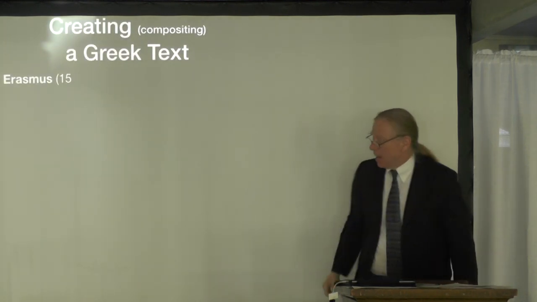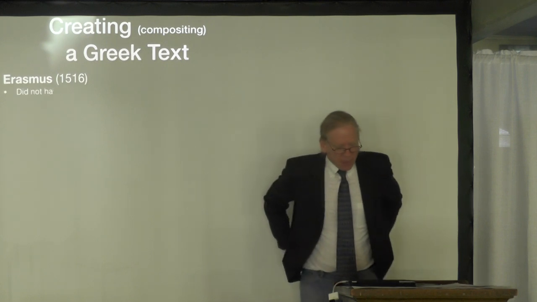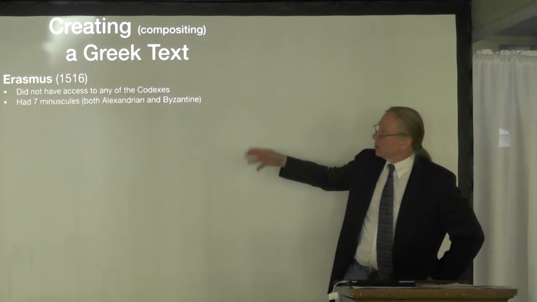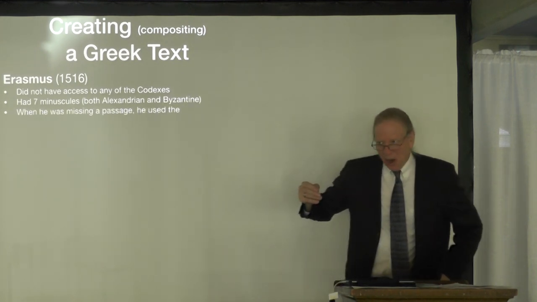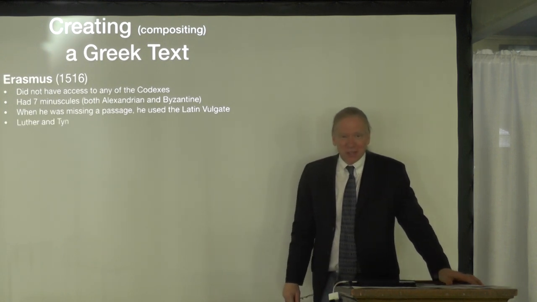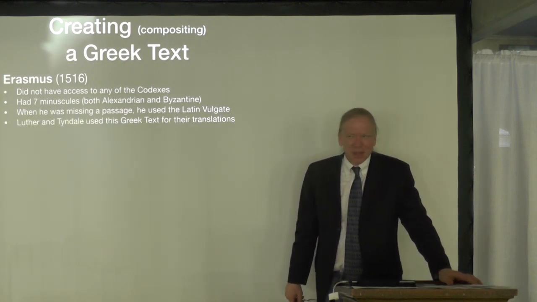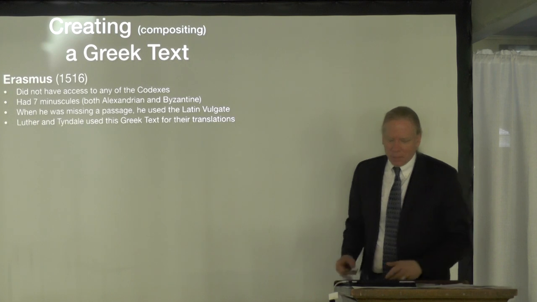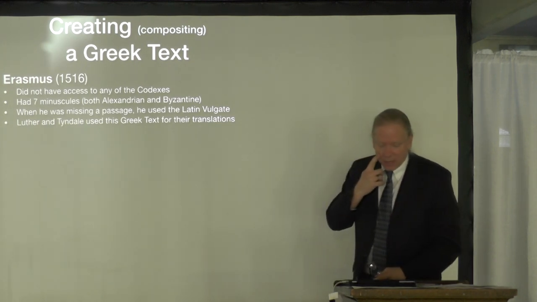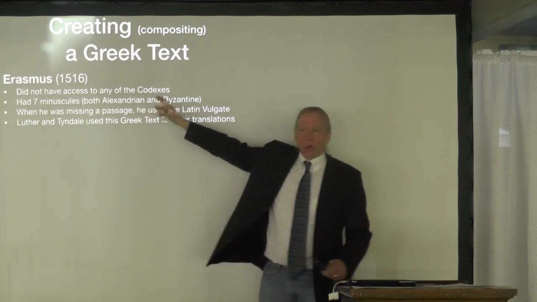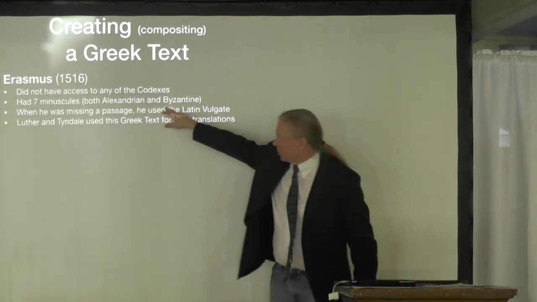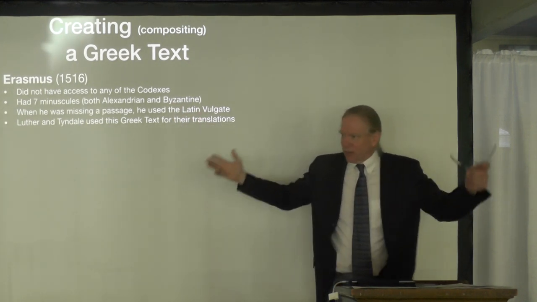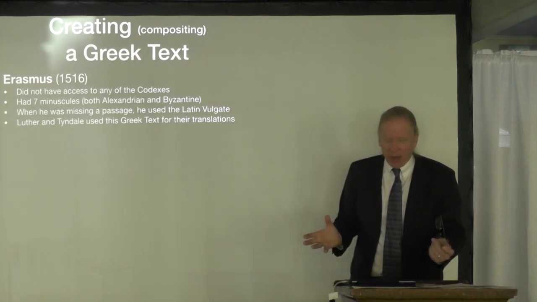Here's what happened. There's this guy named Erasmus in 1516 AD. This is the time of Luther. Oh, by the way, Luther and he could not stand each other. Erasmus was considered to be a liberal, by the way. He was a humanist. Not necessarily humanist in the way we use it, but he was uncomfortable with some of the passages of the scripture, but he did believe that the scripture had a lot to tell us. So he didn't have access to any of these original or older codexes. But he had seven minuscules, both of the Alexandrian type and the Byzantine type, that he was able to pick up from various places. He said, I'm going to try to compile and make a Greek New Testament out of these seven texts.